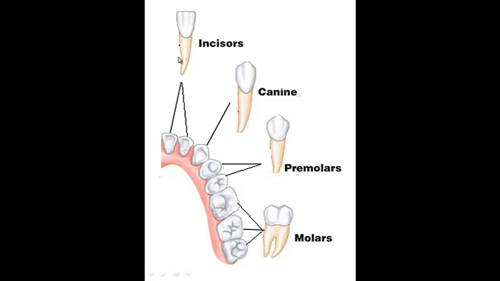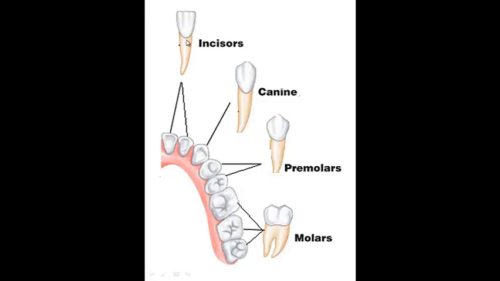Our tooth is composed of 2 parts. The part which is embedded inside the gum, this red part is called the gum. The part which is inside the gum is called root. And the part which is outside the gum is called crown. Crown, the outside part. The inside part, root. Crown and root.